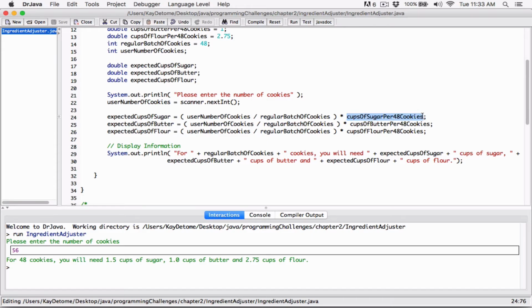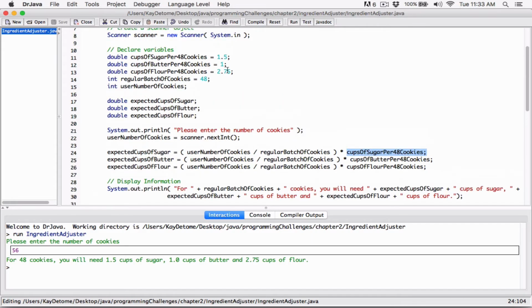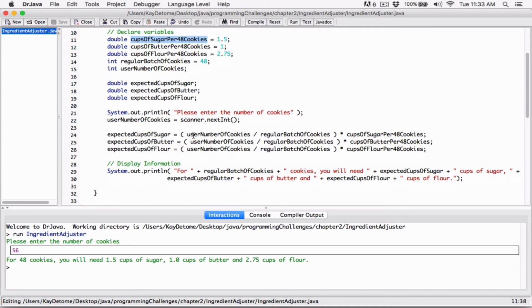cups of sugar per 48 cookies. 1 times 1.5 will give us 1.5. And that's a problem. It's supposed to be 1.2 times cups of sugar per 48 cookies. Java is only giving us 1 because these two are both integers. And that's wrong. We need 1.2 as a result of these two dividing.